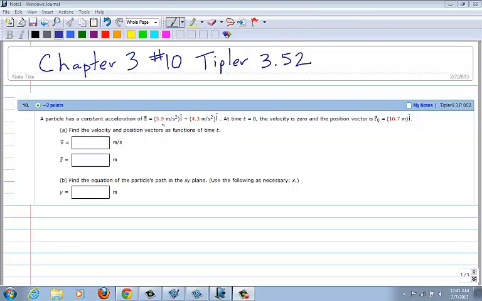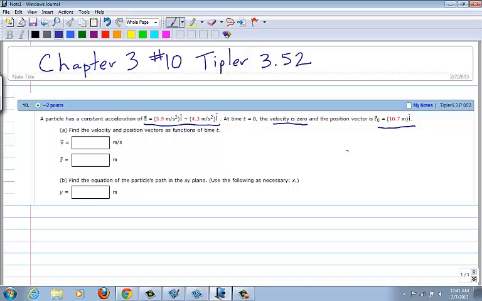In this problem you have a constant acceleration vector given, and it gives you some initial conditions. At time equals 0, the velocity is 0, and it gives you the position vector at time equals 0. Notice it's only in the i direction.